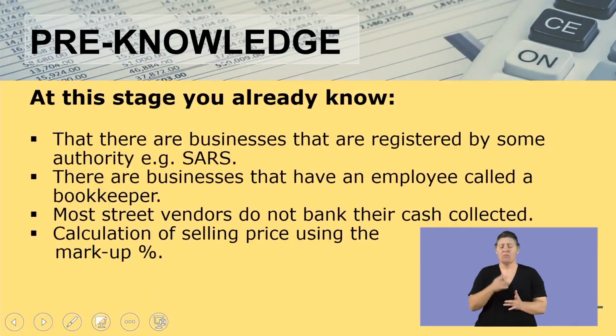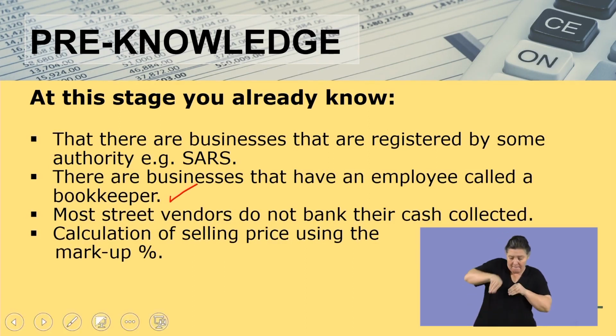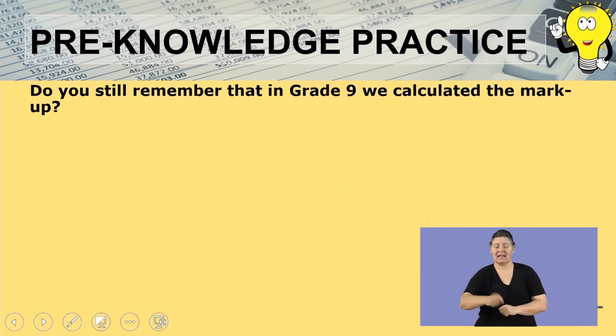Now, it is very important, dear learners, that you remember what you have already done. There is some knowledge that you have already acquired from your Grade 9. What is this knowledge? That there are businesses that are registered by authorities such as SARS, that there are businesses that have an employee who is called a bookkeeper, and that most street vendors do not bank their cash collected. And then you have already calculated the selling price using markup. You did this already in your Grade 9.